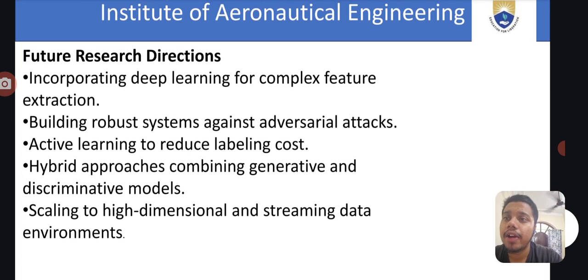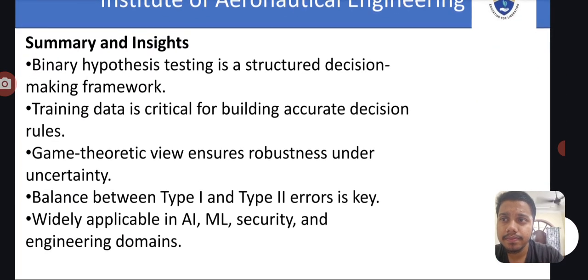Future research directions: incorporating deep learning for complex feature extraction, building robust systems against adversarial attacks, and active learning to reduce labeling cost. Hybrid approaches combine generative and discriminative models, scaling to high-dimensional and streaming data environments.